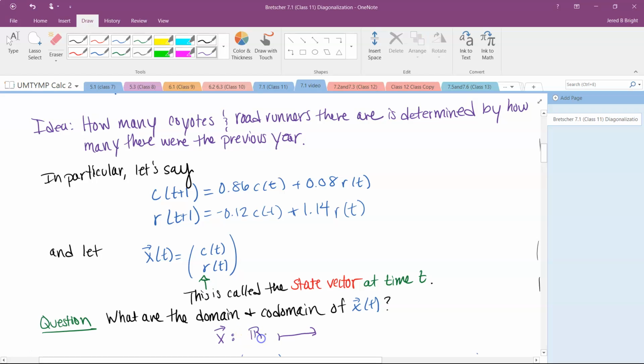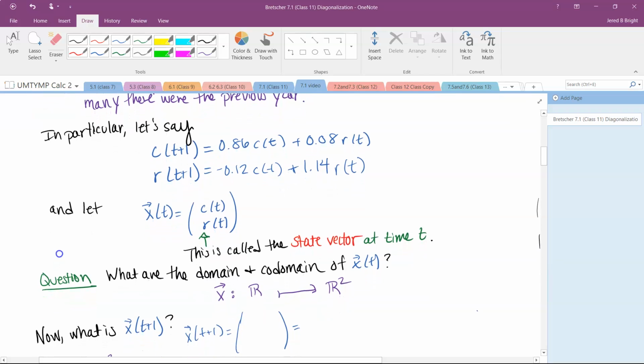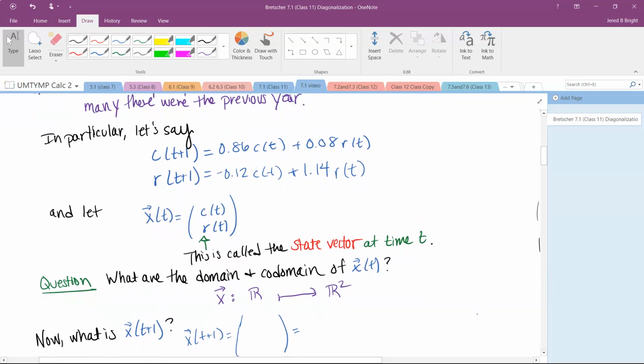Okay, well, if you think carefully, it takes a value in R, so that's t, and it produces a two-dimensional output. So this is something interesting that we haven't seen before. Normally we narrow the dimension as we go on. This one, we expand the dimension. Huh, that's interesting. But now, again, we want to know about this population, what happens over time. So we are curious what x of t plus 1 is.